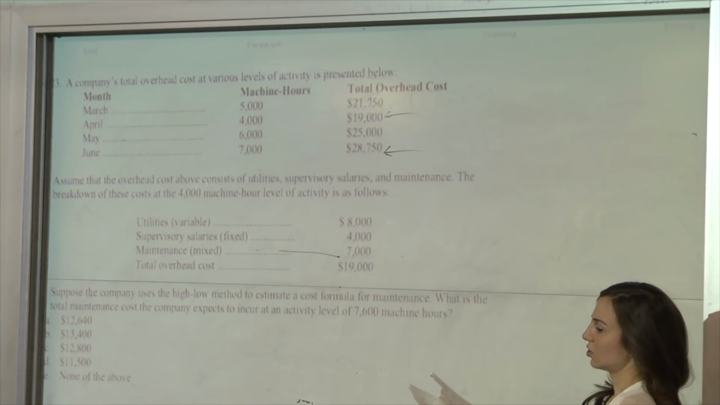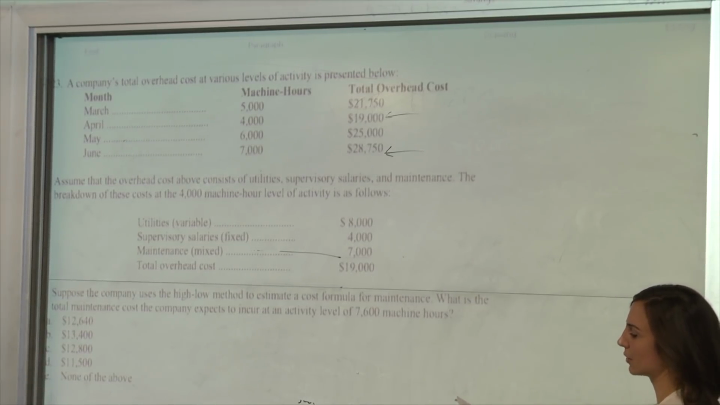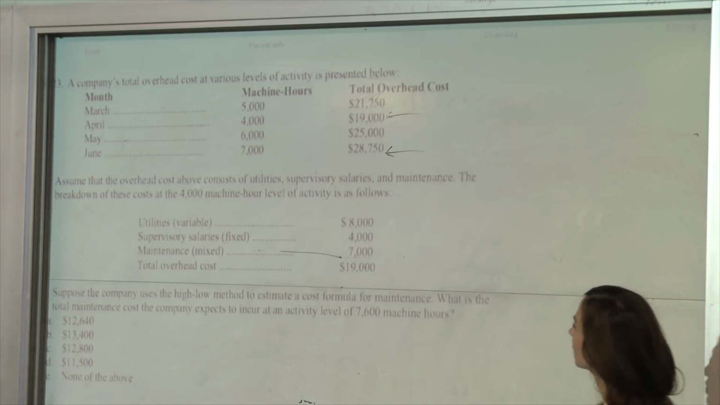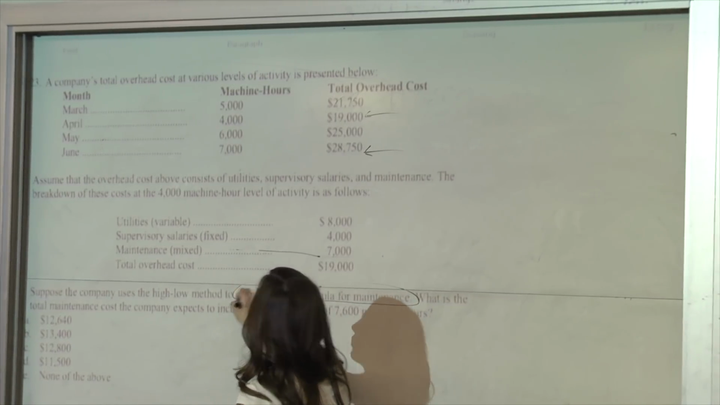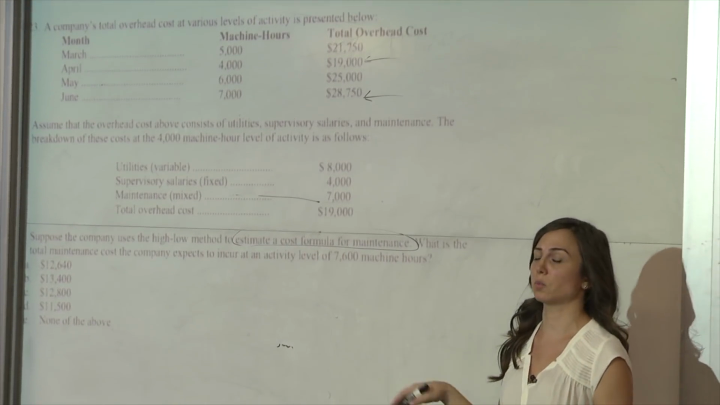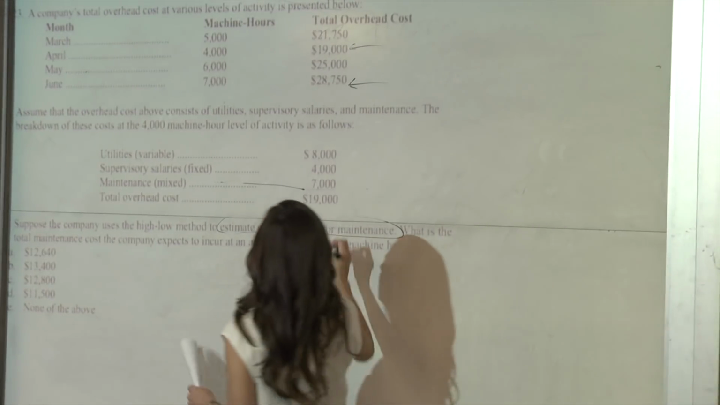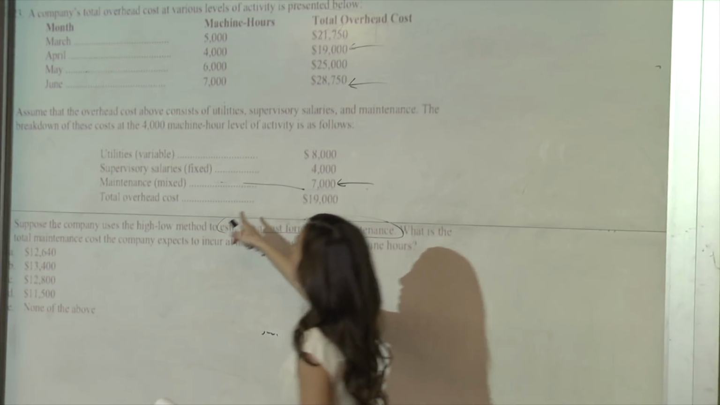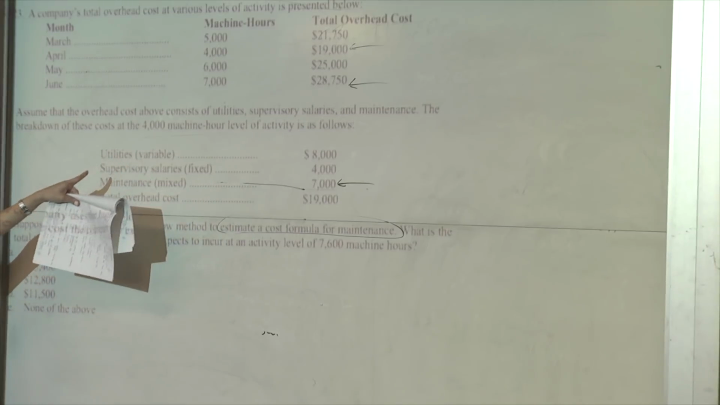So we know for June, that's our high activity, 7,000 machine hours, and in April, it's our low. Okay, so we're specifically looking here for a cost formula for maintenance. It's not the total cost as it was in the previous problems, it's just for maintenance. Our given information here is that maintenance is $7,000. That's for a specific level of activity, 4,000 machine hours.